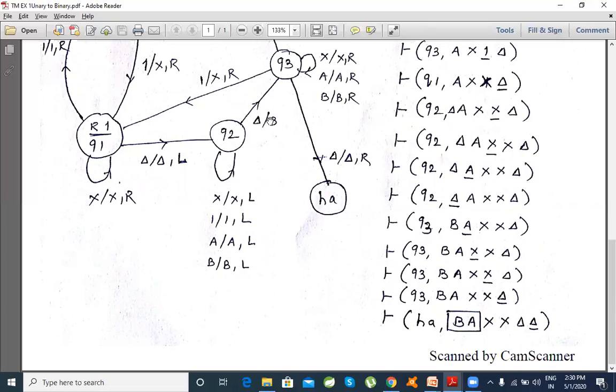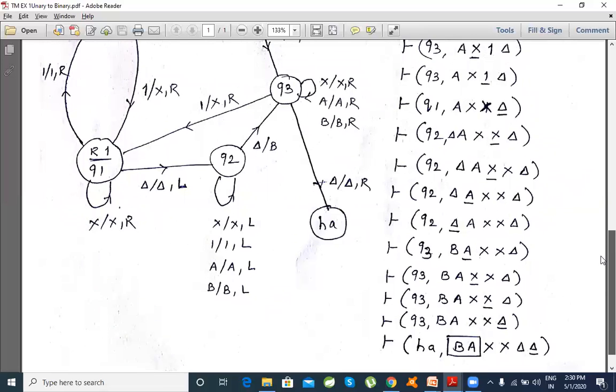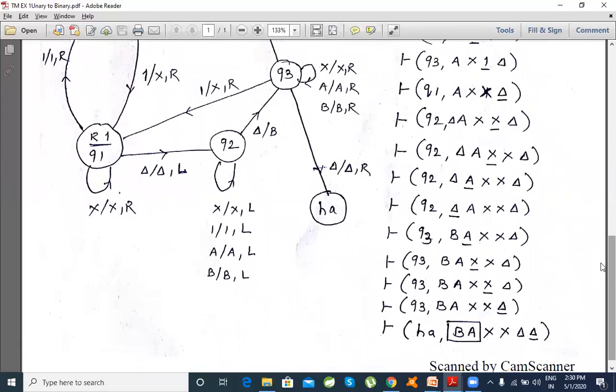And again, the machine will move towards right to check whether any of these ones are left. So I'm moving from Q2 to Q3, replacing null by B, the answer, and then moving towards right. Unless and until I see the first one, I won't change the state from Q3 to Q1. For all X, A, B, it is written as it is and move towards right. So this is what has been done.